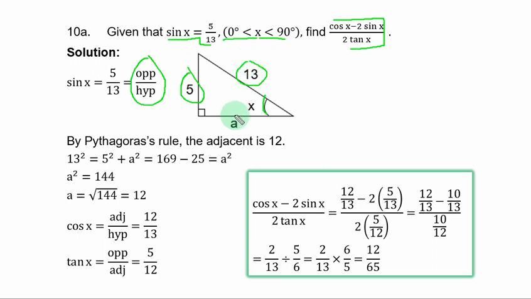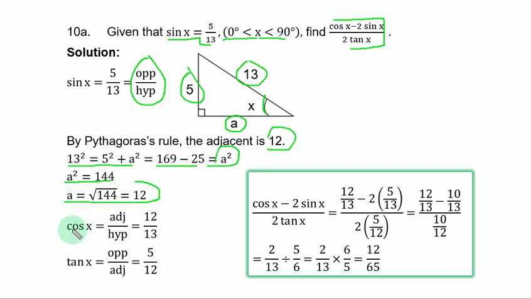The other side is adjacent, that is a. By Pythagoras rule, adjacent is 12. That is the square of 13 equal to the sum of squares on the other two sides. You have 169 minus 5 squared, that is 25, equal to a squared. If you subtract, you have a squared equal to 144, and to get a, you take the root of both sides, and a is equal to 12.